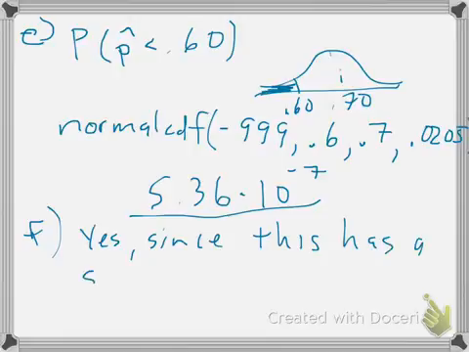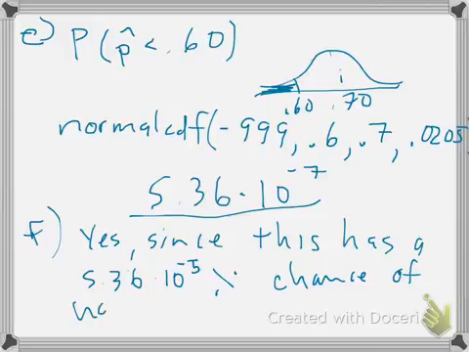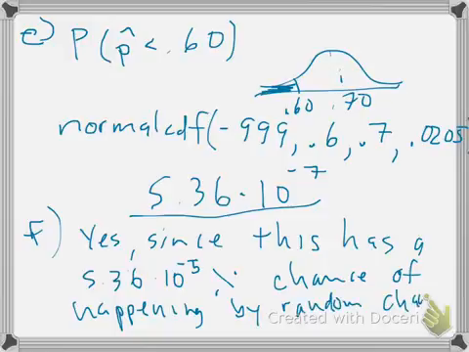Yes, since this has a 5.36 times 10 to the negative fifth, if I move the two decimal places over, percent chance of happening by random chance. And again, by random chance. Maybe there was something wrong. Maybe the sample wasn't random. Maybe the sample came from her school. So maybe in reality, in her school, less than 60% of people bought their lunch.